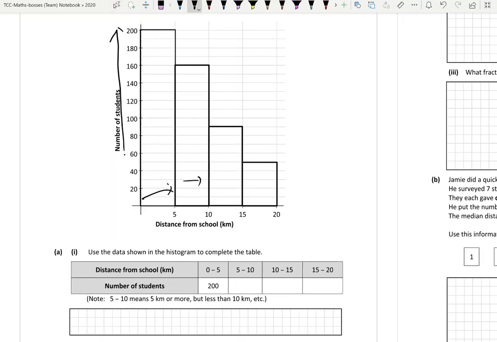So the first number we need to put in is how many students travel between 5 and 10 kilometers. 160. Between 10 and 15 kilometers is 90. And between 15 and 20 kilometers, that's between 40 and 60. That's 50.